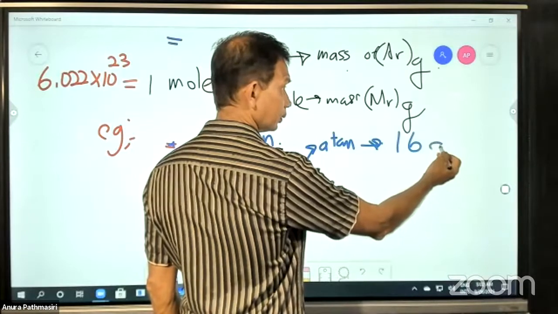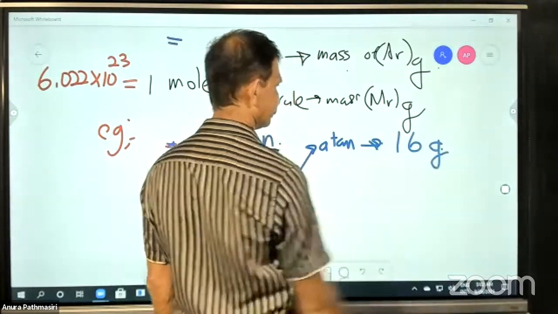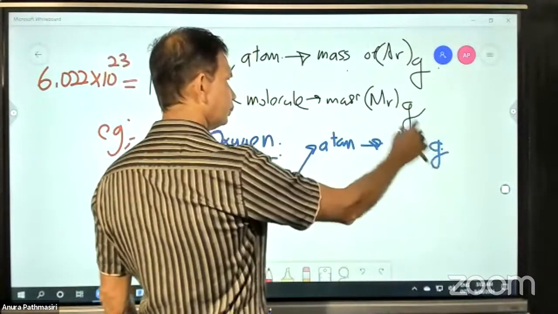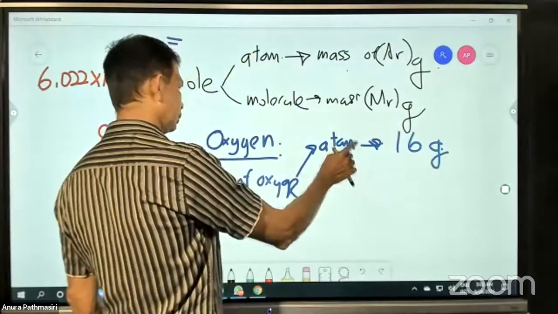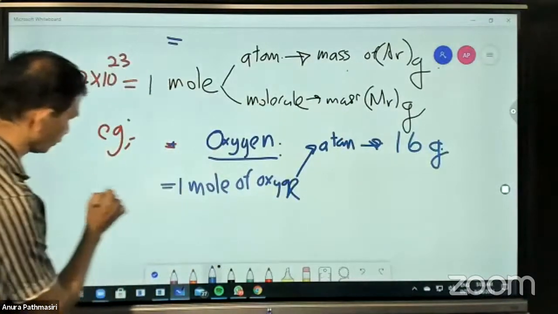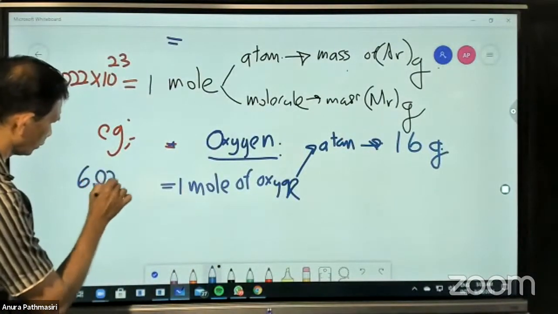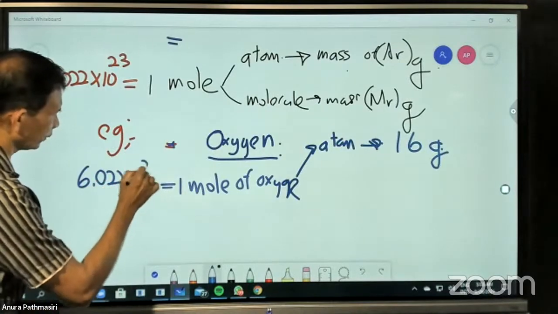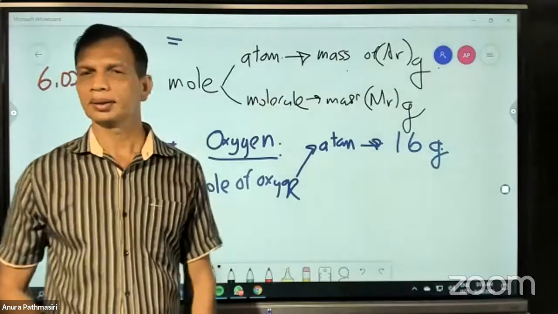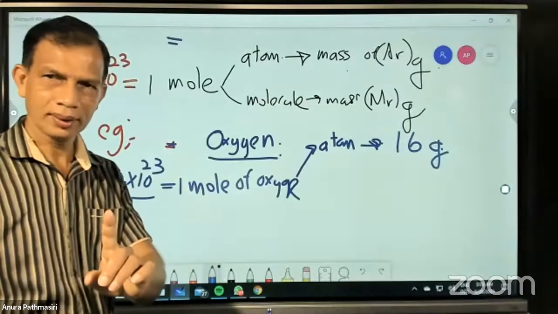Take it in gram. If you consider 16 gram of atom oxygen, there you got 1 mole. And then you have 6.022 times 10 to the power 23 amount of atoms. Could you understand what I said?